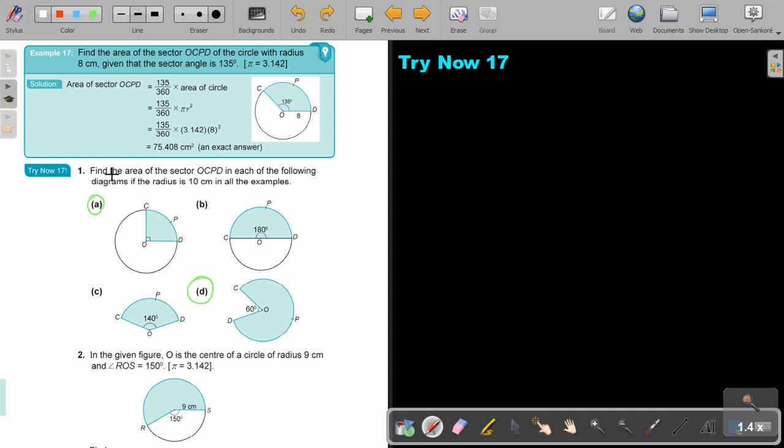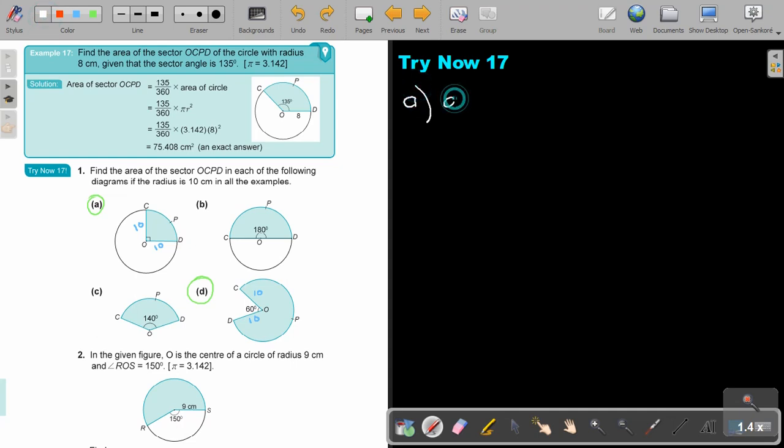If I look at this one, find the area of sector OCPD, that green area, in each of the following diagrams if the radius is 10. So don't forget, the radius is 10. Same there, in all the examples. So I'm going to start with number A.